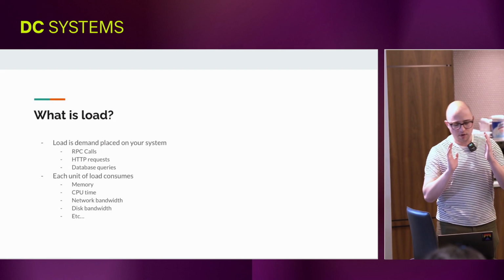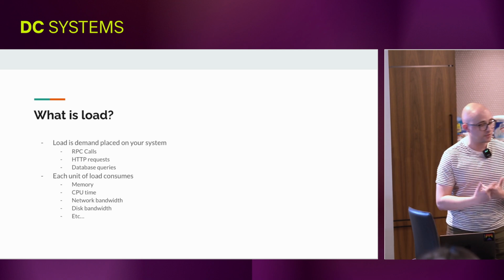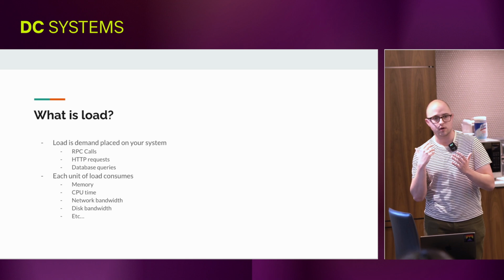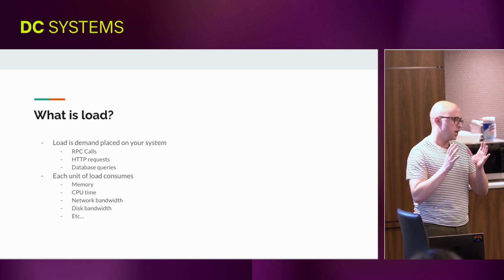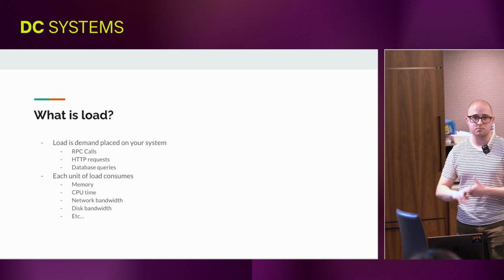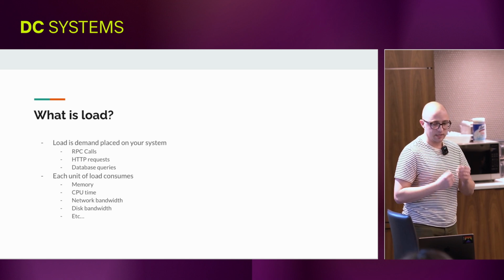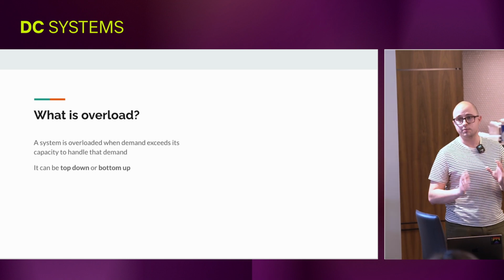So we're going to start off with what is load. Load is demand placed on a system. These are RPC calls. They're HTTP requests. They are database queries. They are like background compaction in your log structured merge tree, garbage collection. Every bit of work in your system will consume resources: memory, CPU time, network bandwidth, disk bandwidth, etc. And those are all limited quantities. Overload is what happens when demand exceeds capacity.